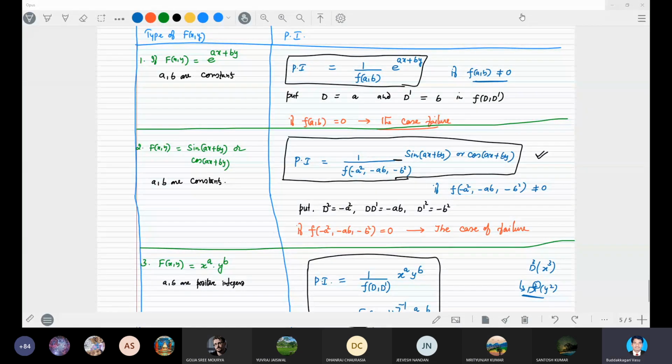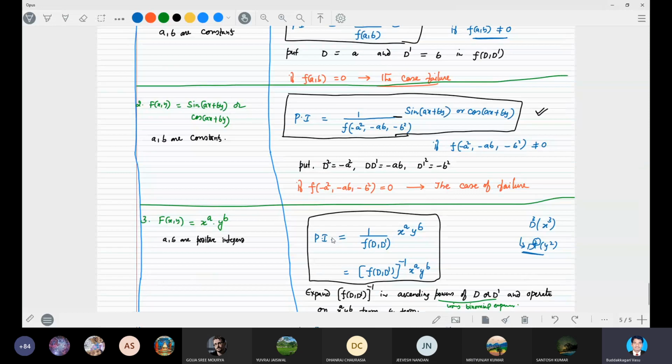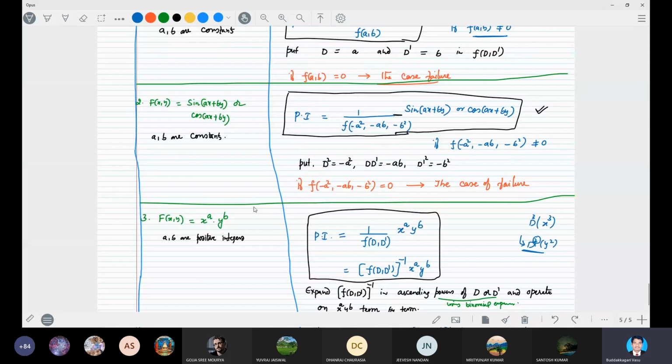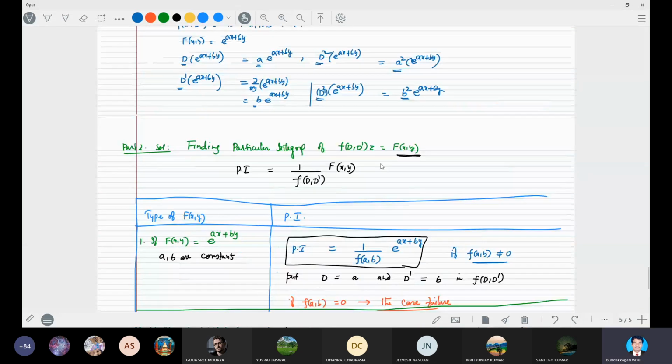You practice like this to find out the complementary function and particular integral, right?